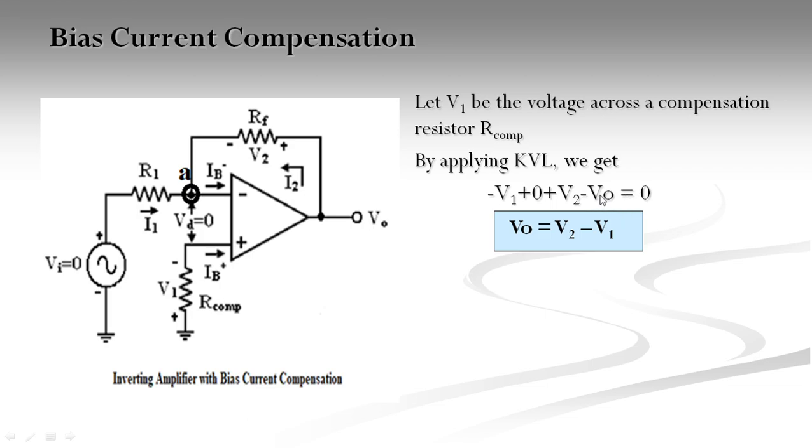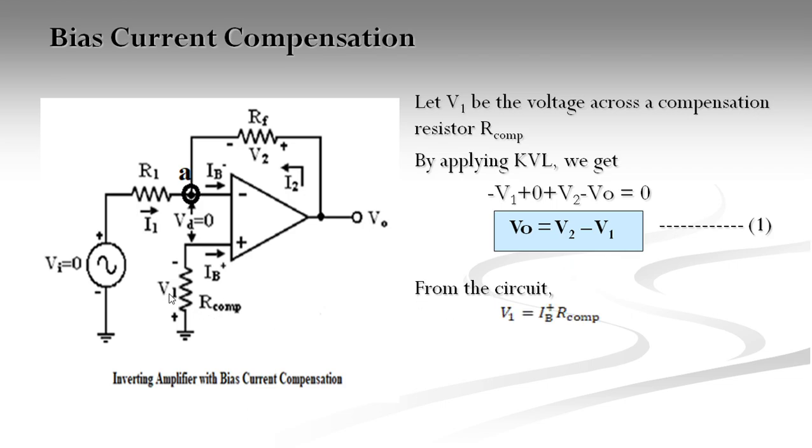Taking V naught to the other side, V naught equals V2 minus V1. So if I want V naught equal to 0, both voltages V1 and V2 must be the same. If the voltage across the compensation resistor and the voltage across the feedback resistor are the same, I can make V naught equal to 0 for the zero input condition. Let us consider that equation number 1.